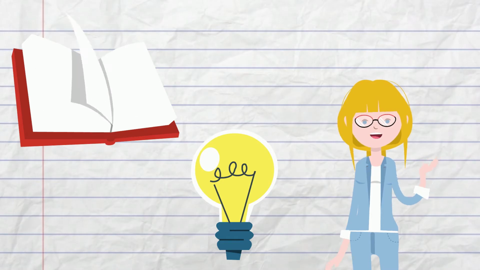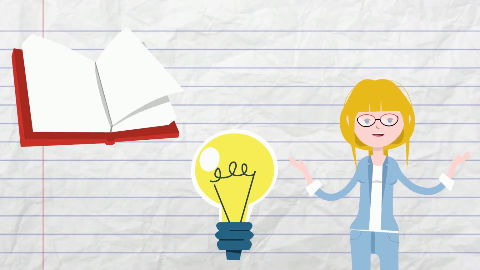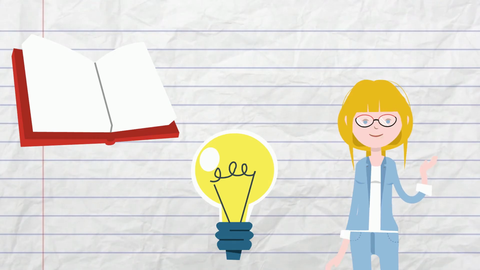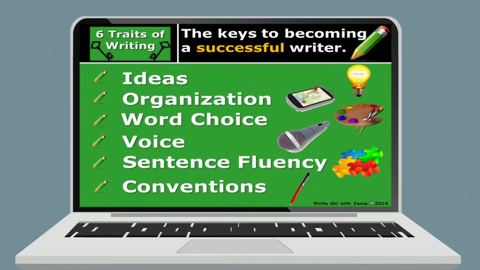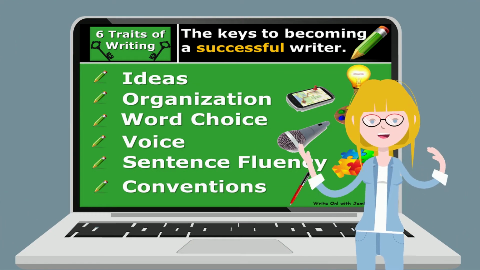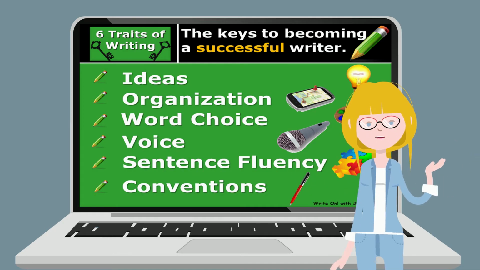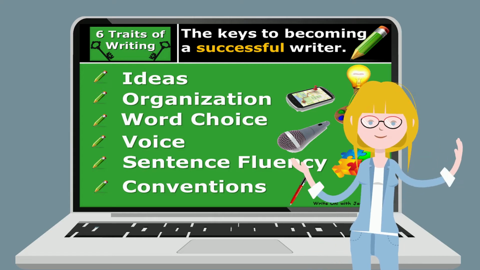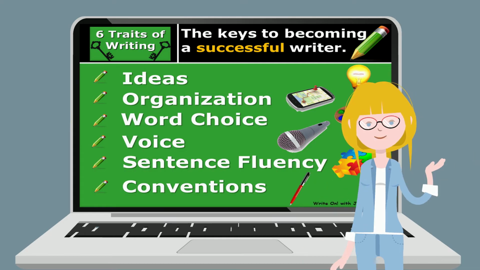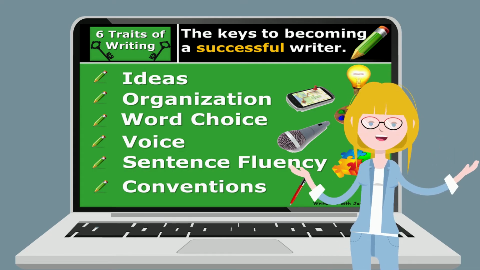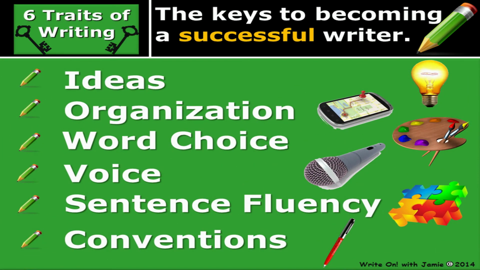In order to do that, you must first understand the basics of writing, which leads us to the 6 traits. The 6 traits of writing are the keys to becoming a good writer. They are ideas, organization, word choice, voice, sentence fluency, and conventions. So, let's take a look at each trait and discuss what it is, what it should accomplish, and how you can make sure you are using that trait to achieve your writing goal.